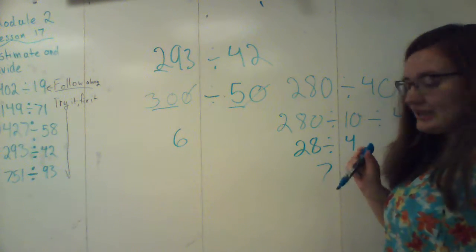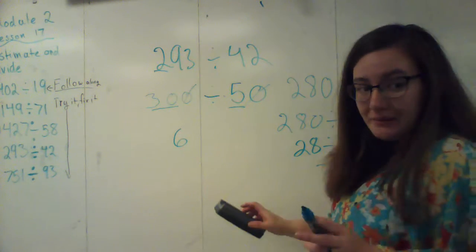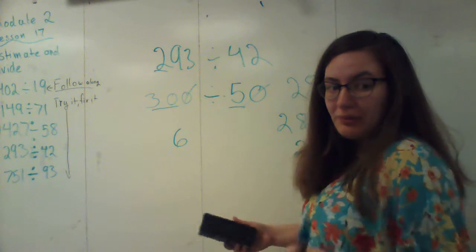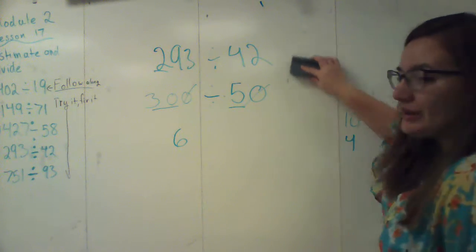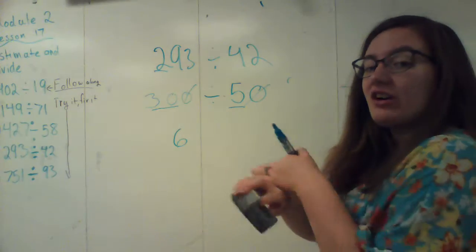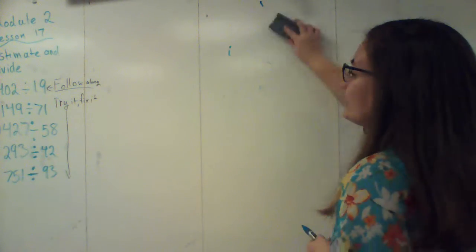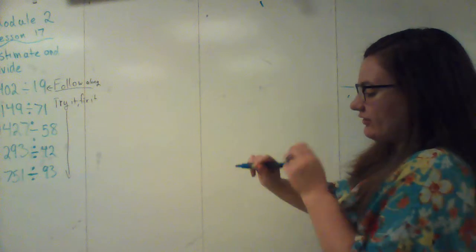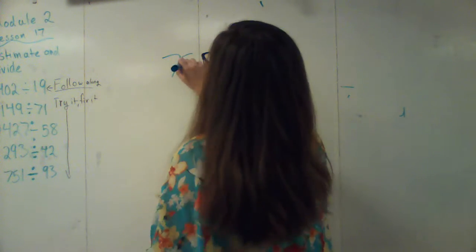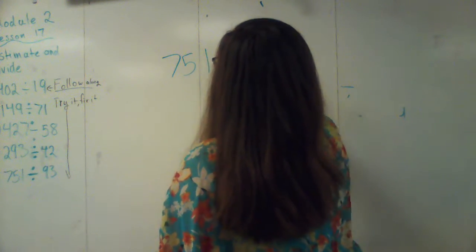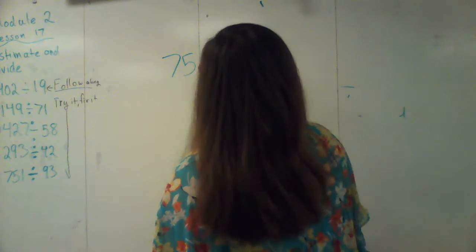All right, I know this lesson might be a little bit confusing, but we have one more problem to go, and then you'll be doing the problem set, which is basically just all estimating. So let's take a look at 751 divided by 93. So 751 divided by 93.